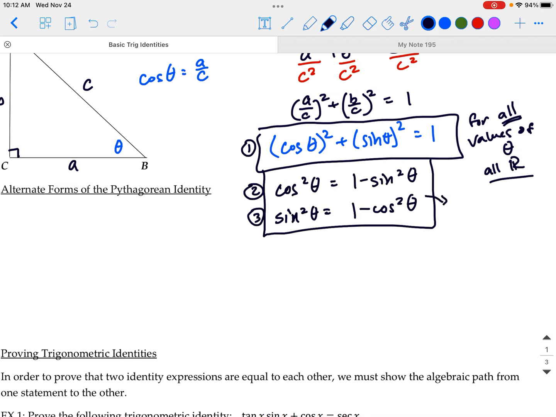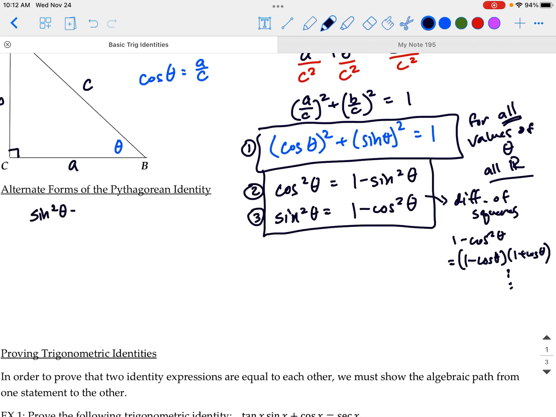What I'll also note here is that this is a difference of squares in each case. So that means both of these expressions, 1 minus sine squared, 1 minus cosine squared, those are both factorable expressions. So just as a note, 1 minus cosine squared, for example, is equal to 1 minus cosine theta quantity times 1 plus cosine theta. And that's going to be useful because we're going to be using lots of factoring techniques as well.